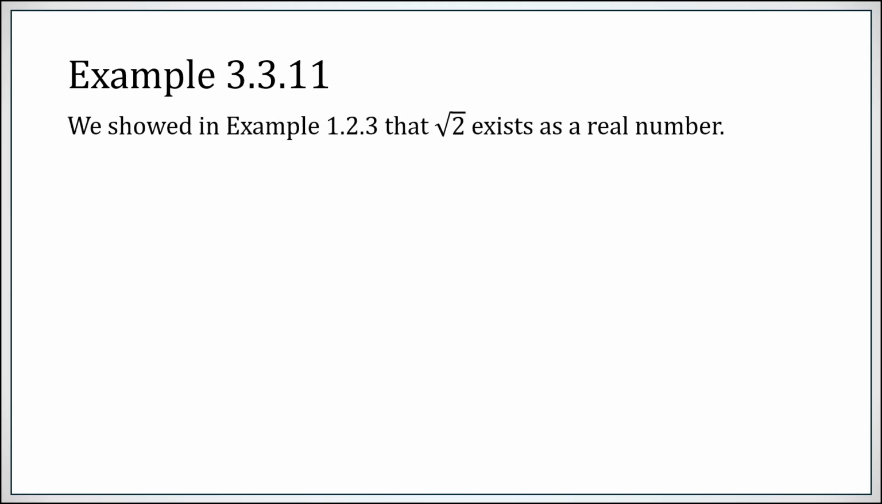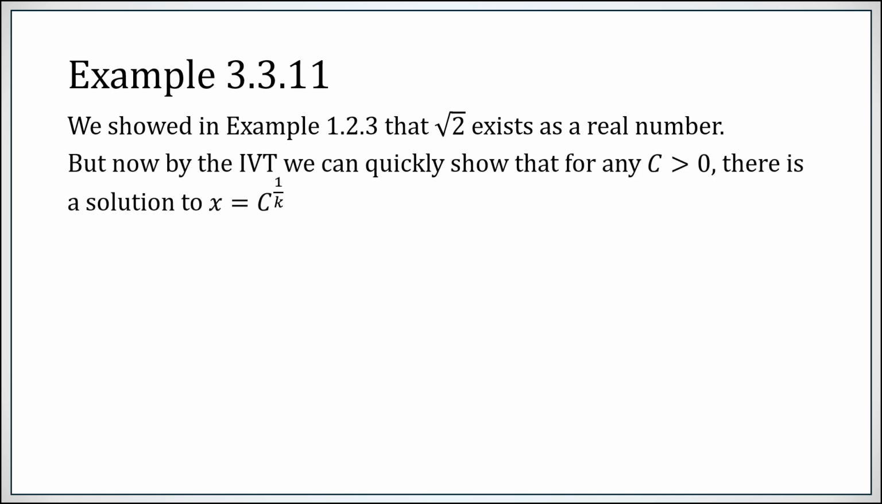Way back when in chapter 1, we showed that the square root of 2 is a real number. It was actually fairly difficult, but it was done just through sup and inf of sets existing through the completeness axiom. Now, however, with the intermediate value theorem, we can quite quickly show that for any positive c and any positive integer k, there is a kth root of c.